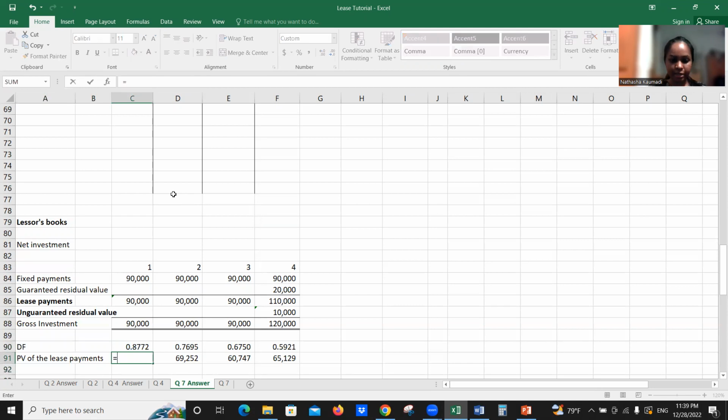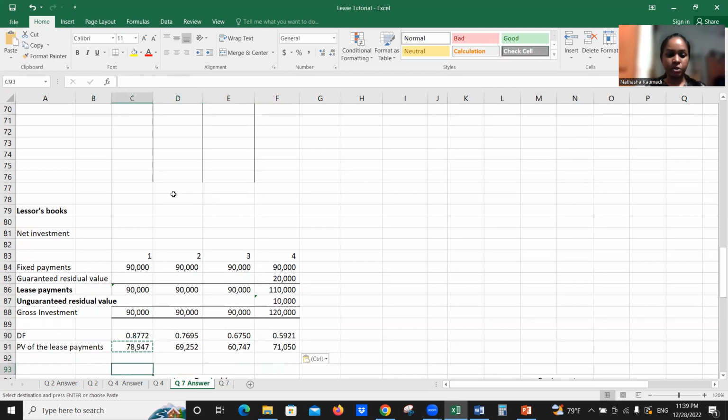And then multiply this discount factor by the gross investment value, because net investment equals discounted gross investment. So you are discounting these gross investment values. Like this, you are getting the present values. So in total, what is the net investment?